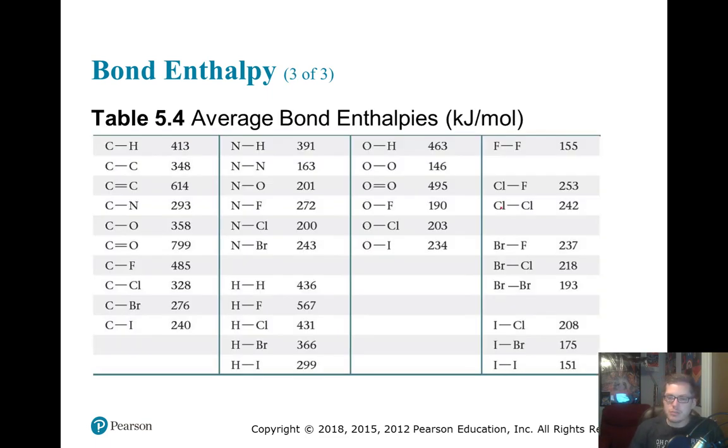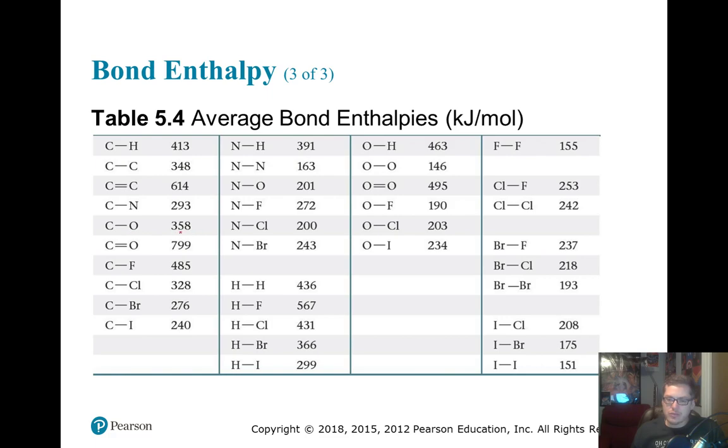Here are some average bond enthalpies. Carbon-hydrogen is 413, carbon-carbon is 348. One interesting thing, and this should be common sense by now, is that double and triple bonds are stronger than single bonds. Here the carbon-carbon double bond is 614 versus the carbon-carbon single bond at 348, so it's almost twice as strong, but not quite.